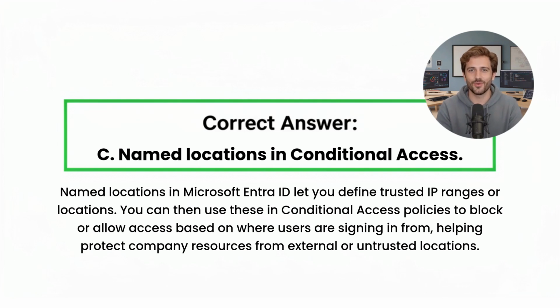Explanation. Named locations in Microsoft Entra ID let you define trusted IP ranges or locations. You can then use these in conditional access policies to block or allow access based on where users are signing in from, helping protect company resources from external or untrusted locations.